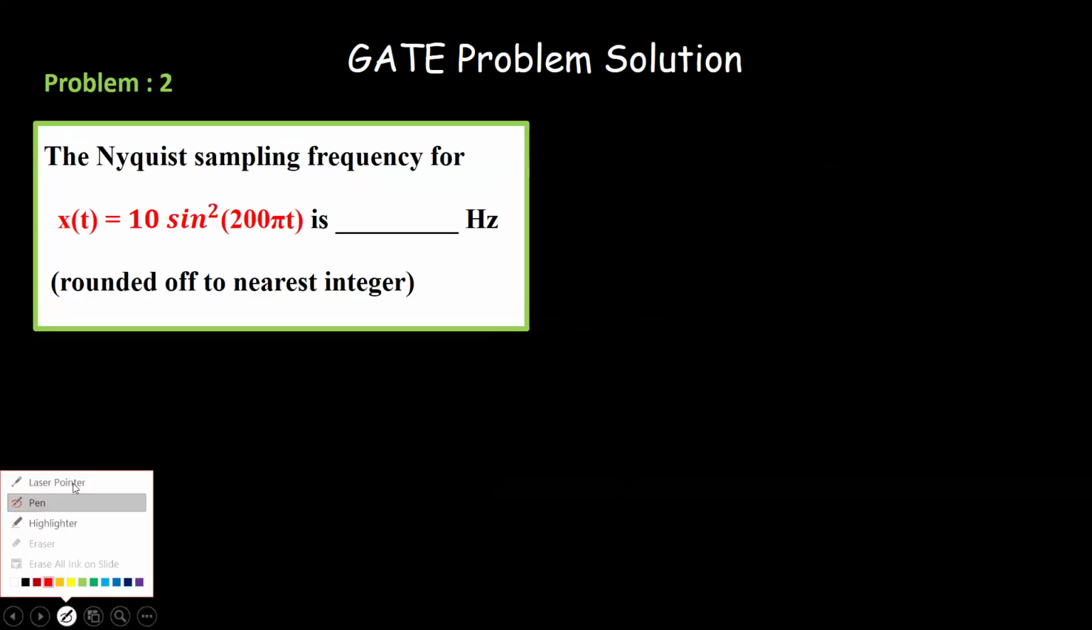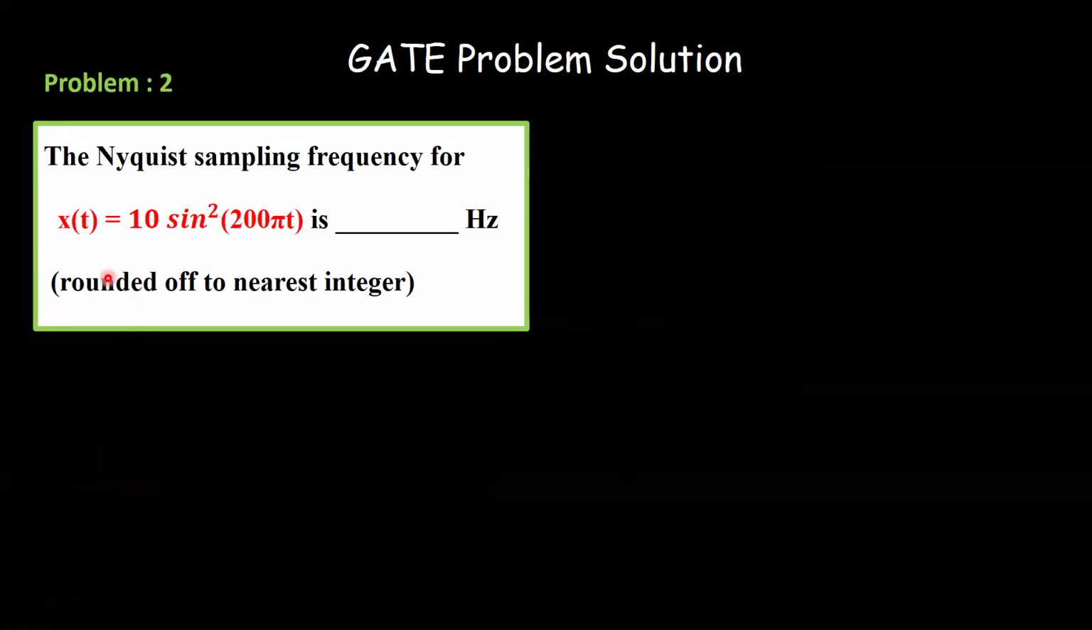So this is one of the simplest problems given in instrumentation engineering. The Nyquist sampling frequency for x of t equal to 10 sine square 200 pi t is dash hertz, rounded off to the nearest integer. Here the given signal is x of t equal to 10 sine square 200 pi t. First we will simplify the signal, then we will find the Nyquist sampling rate.